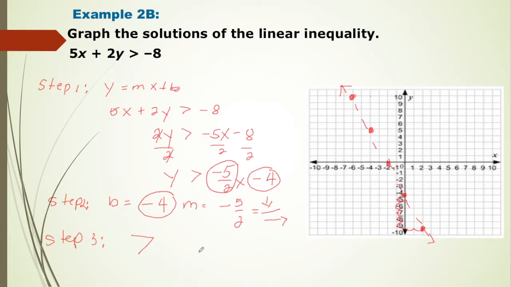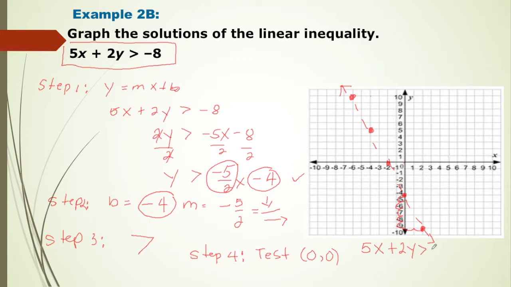And step number 4, which is your last step, we have to test the point. Test the point using 0, 0. So, to test the point, we will simply plug in 0, 0. Let us use the original equation, 5x plus 2y is greater than negative 8. So this is 0 plus 2 times 0 is greater than negative 8. Of course, 0 plus 0 is 0, greater than negative 8.